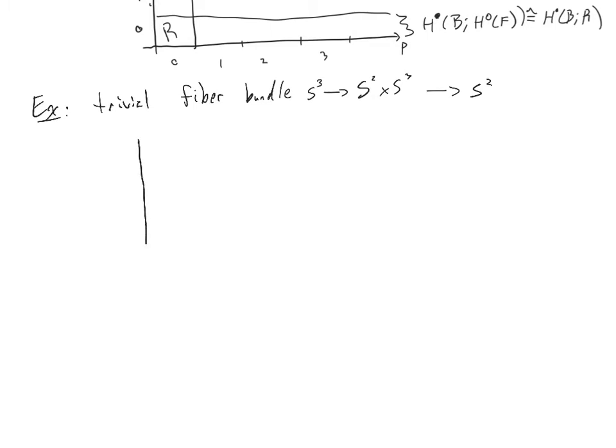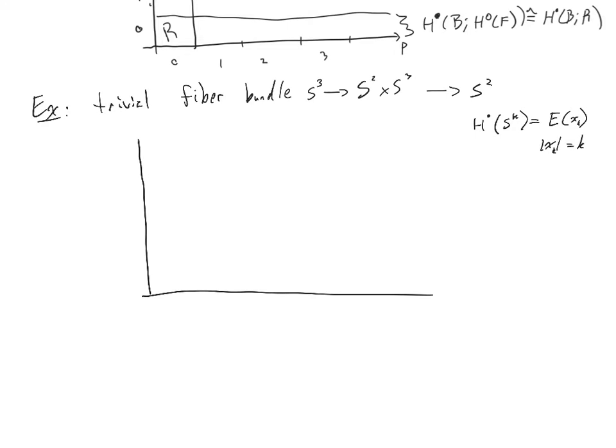So in this case, we understand the cohomology of each of these guys. So the cohomology ring, and let's fix R to be some ring. The cohomology ring of S^k is just an exterior algebra on a generator x_k, and the degree of x_k is k.